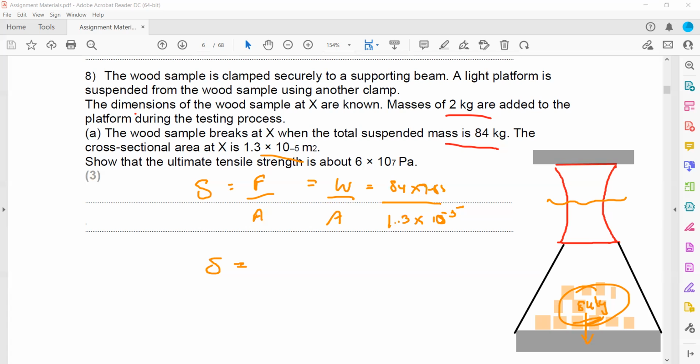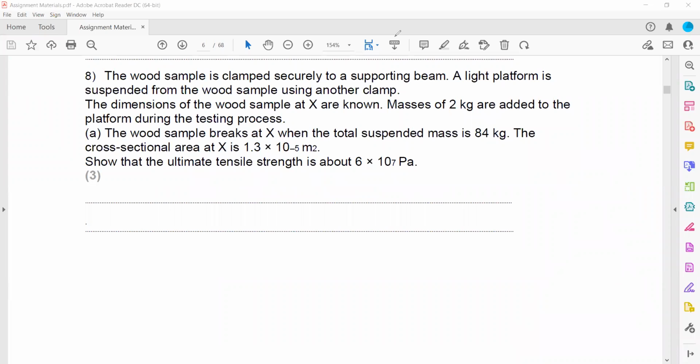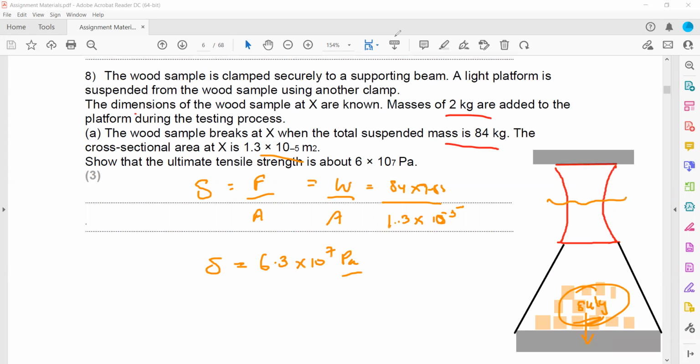Which is about 6.3 into 10 to the power 7. And the unit of the stress is Newton per meter square, or Pascal. Newton per meter square is equal to Pascal. So we just use the formula for stress and work out the final answer.